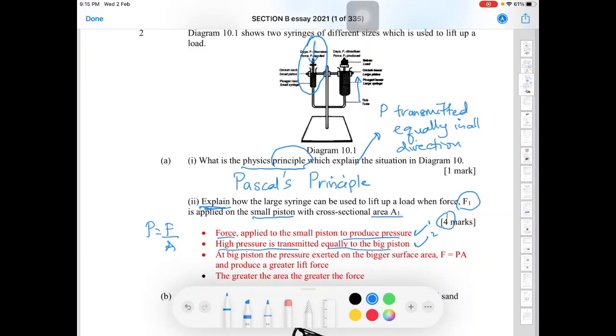So at the big piston, what happens? If you want to push the greater weight, at the big piston the pressure is exerted on the bigger surface area, because you want to push the piston up. So of course you need force. Same from the formula for pressure, it's just rearranged like this. Okay, so F equals PA. The greater the pressure will produce the greater force. So the greater the area, the greater the force.